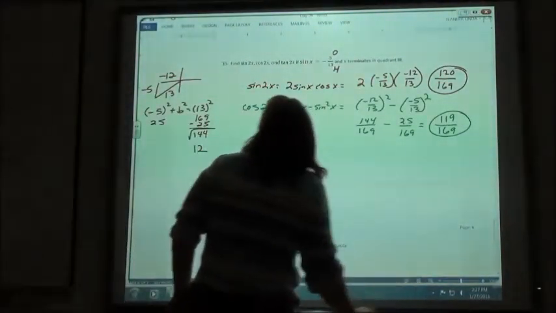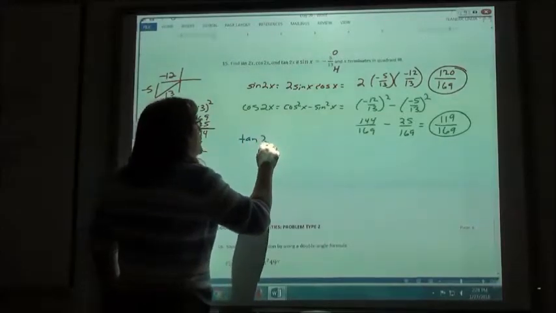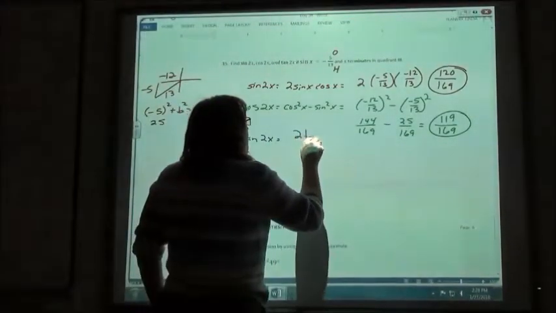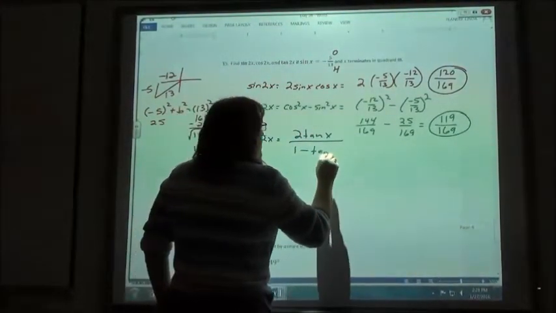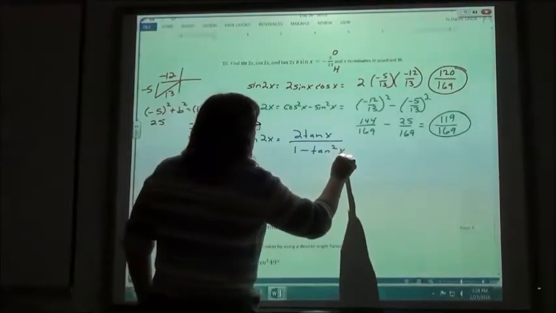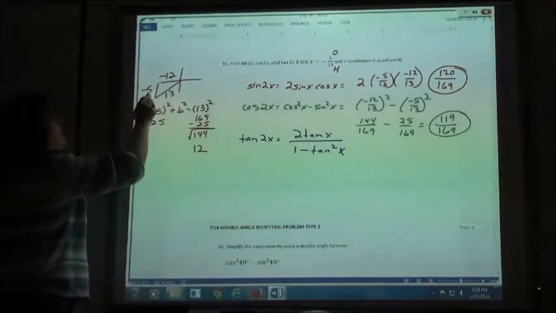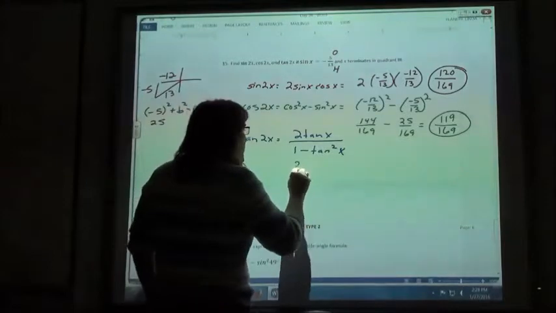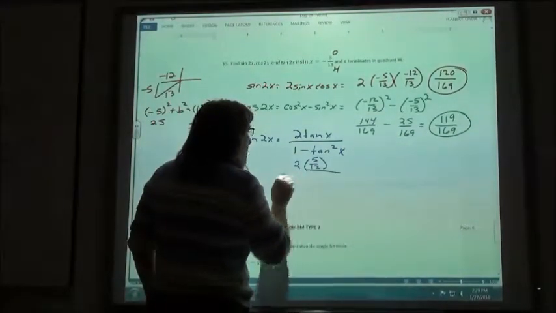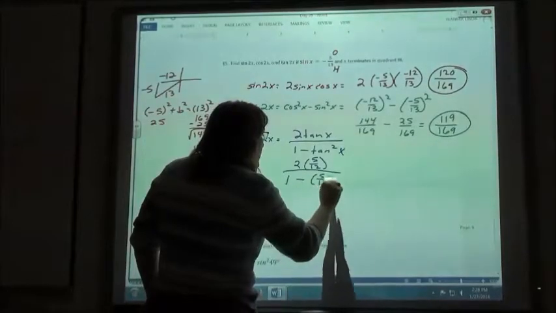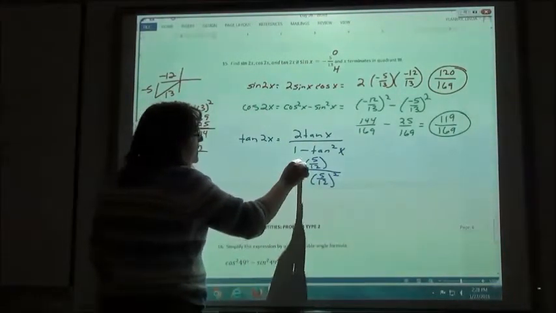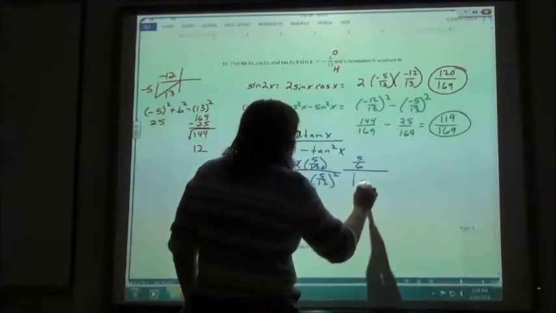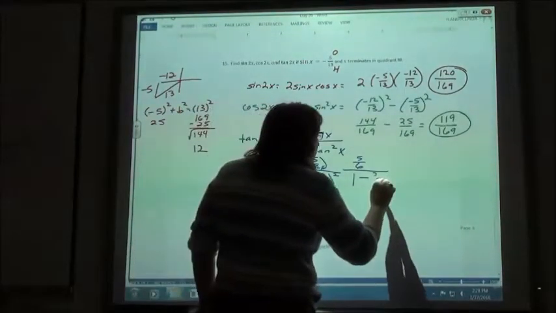And then lastly, the tangent of 2x. We're going to use 2 tangent of x over 1 minus tangent squared of x. Tangent, opposite over adjacent. I'm going to have a negative over a negative, so I'm going to use a positive 5/12. So 2 times 5/12 over 1 minus 5/12 squared. So in this case, the 2 and the 12 would reduce, so I get 5 over 6. On the bottom, 1 minus, this would give me 25 over 144.